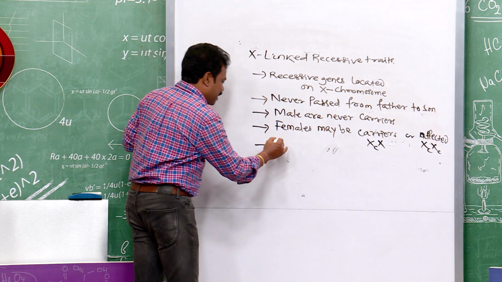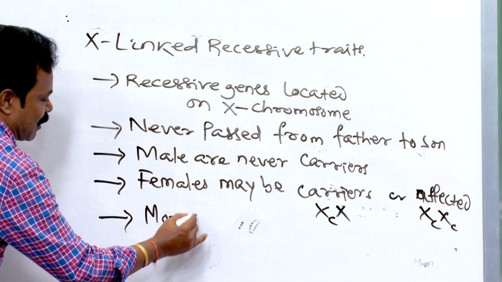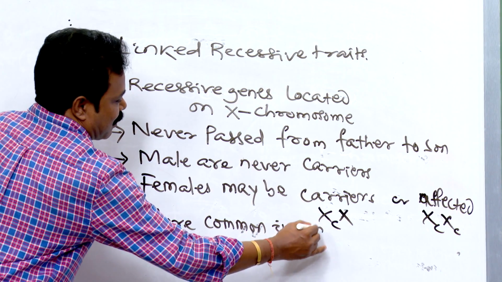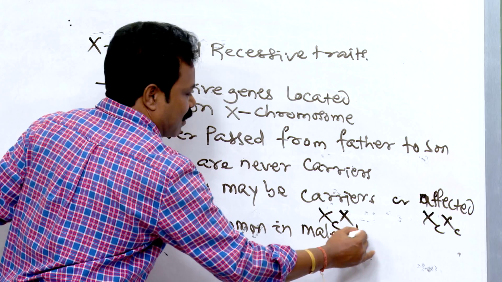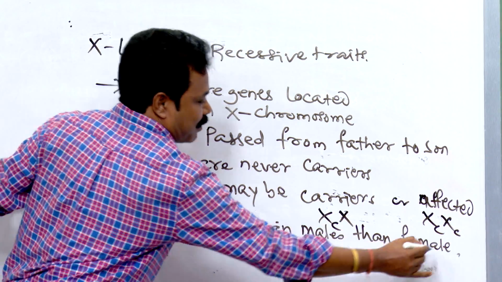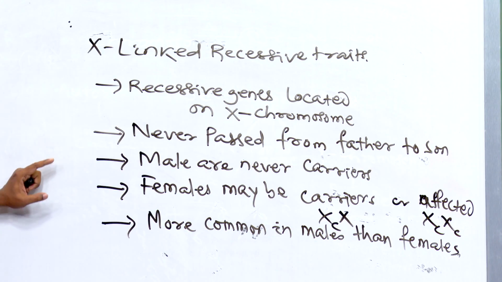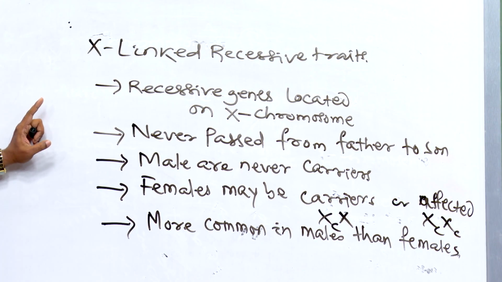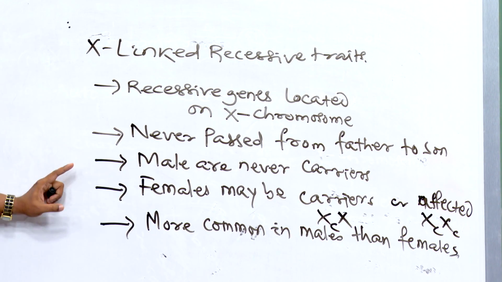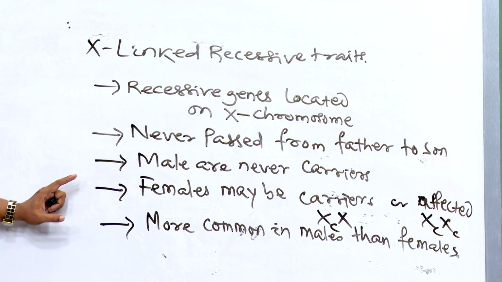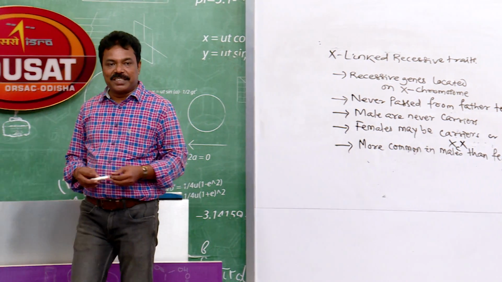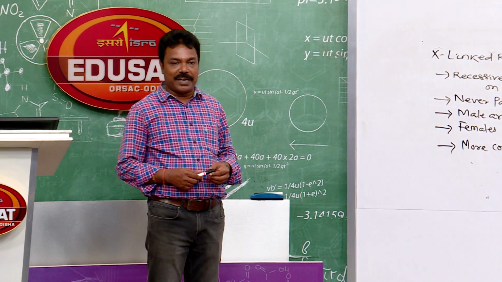This trait is more common in males than females. Any type of X-linked recessive trait, say color blindness, hemophilia, etc., these are more common in males than females. Any doubt? Now we shall discuss an important X-linked recessive trait, that is hemophilia. Okay?